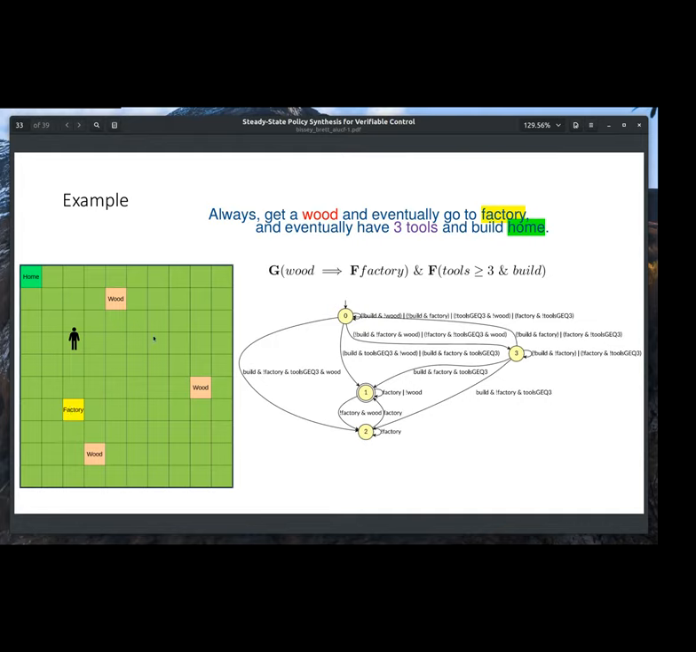Always get a wood and eventually go to the factory, and eventually have three tools and build a home. So there are a good amount of states, and this would require the agent to pick up a wood, go to the factory, build a tool, go and pick up another wood, go to the factory and build a tool, and eventually go to the home space.